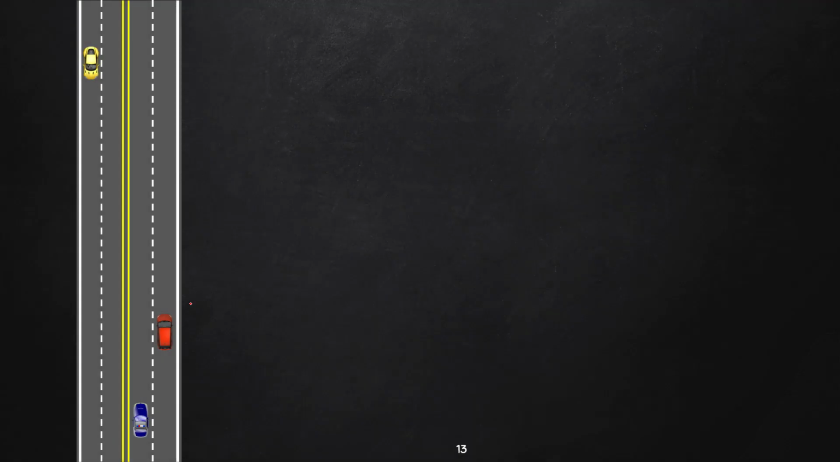So let's consider this scenario. We have here the blue police car, which will be our passing vehicle. We have here the red vehicle, which is the passed vehicle, and we have the yellow car here, which is the opposing vehicle. So this is a 4-lane highway.